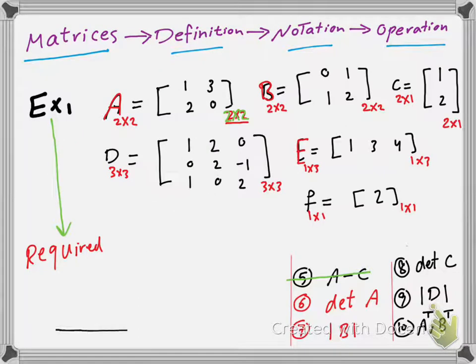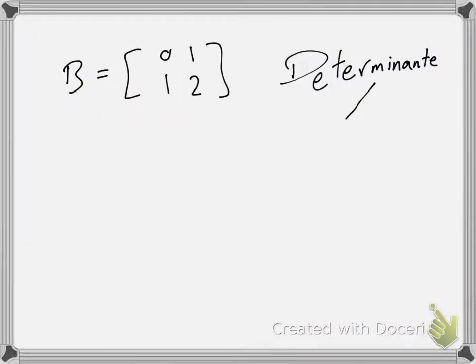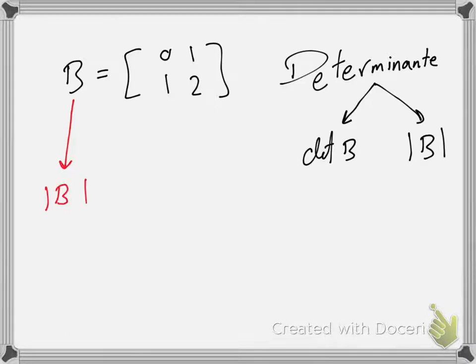Now I will try to compute the required number 7, which is also the determinant of B. You can write the determinant as determinant B, or you can write it like this, with the absolute value bars. Then remember, to obtain the determinant of the matrix B, B itself should be a square matrix. Then let's count how many rows and how many columns. 2 by 2. Then the first number is the same as the second number. Then this is a square matrix.